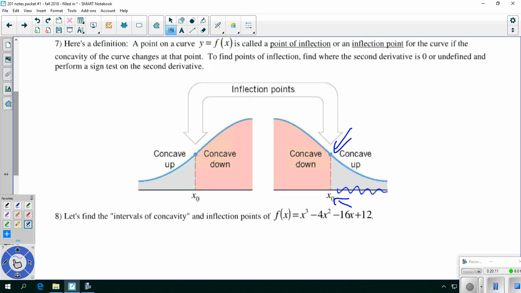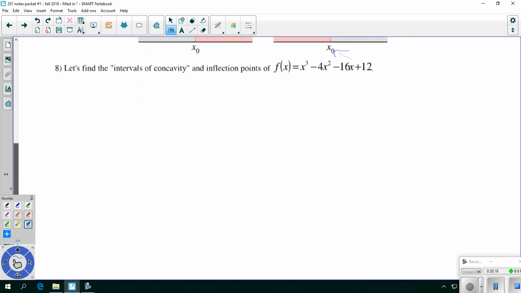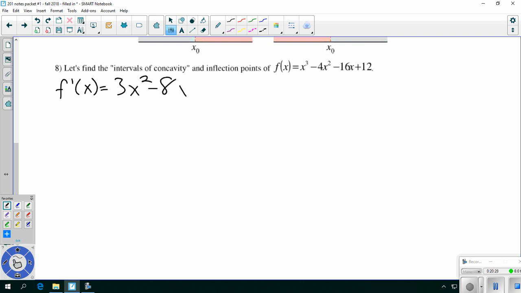Okay, so number 8 says let's find the intervals of concavity and inflection points for this function right here. Concavity has to do with the second derivative, so let's take two derivatives of this function. f prime of x equals 3x squared minus 8x minus 16. You could set that equal to 0 if you wanted to find where the graph was flat, but that is not what we're after here. The only point in getting f prime is to get f double prime. So we take our second derivative here, 6x minus 8.